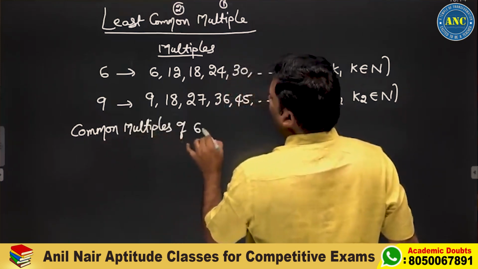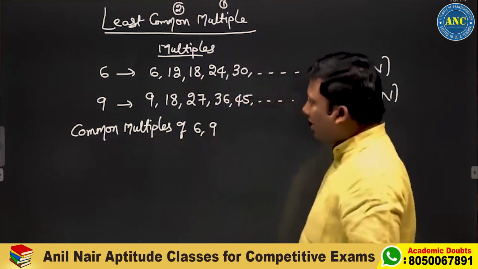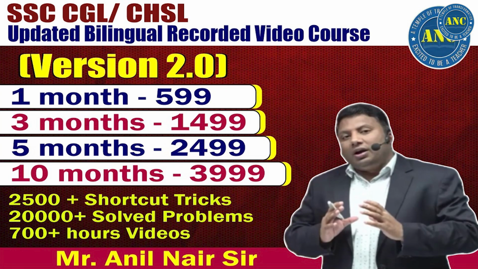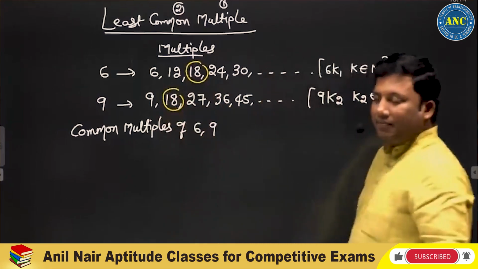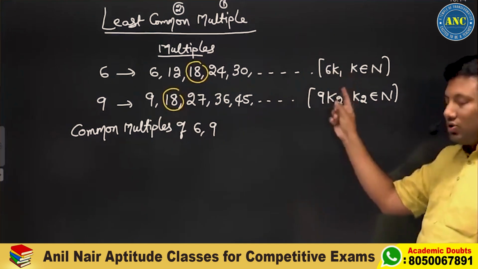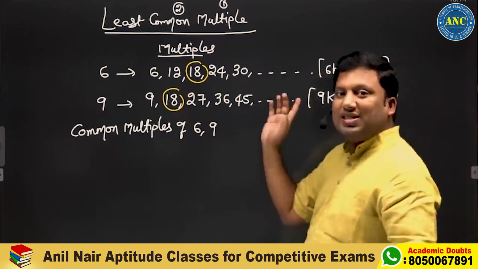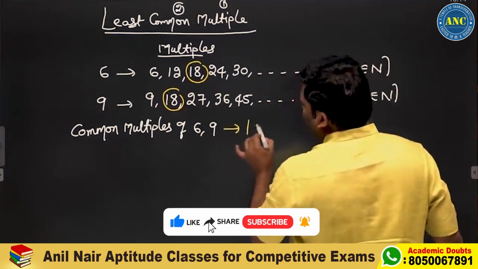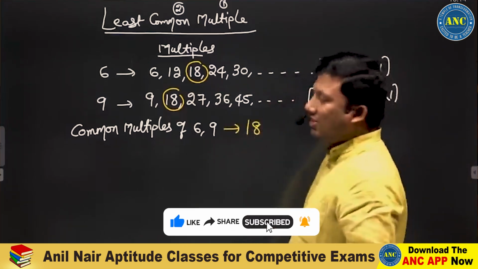Let us write down all the common multiples of 6 and 9. If you observe closely, 6 threes are 18, and 9 twos are 18. That is the reason I wrote k1 and k2. So the first multiple which is common to 6 and 9 is 18.